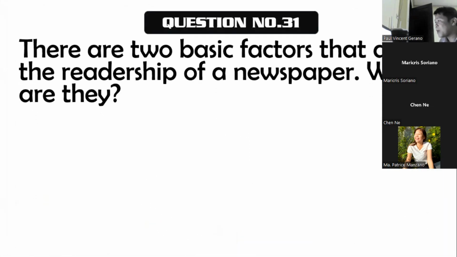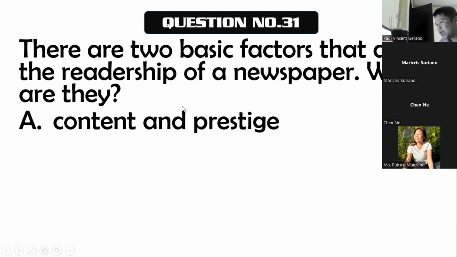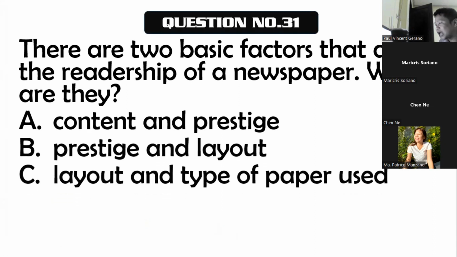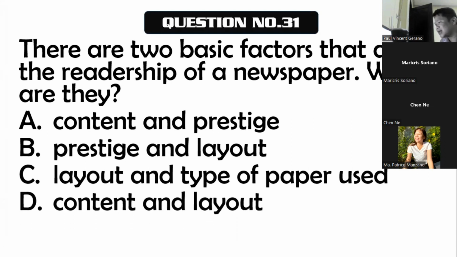31. There are two basic factors that affect the readership of a newspaper. What are they? A, content and prestige. B, prestige and layout. C, layout and type of paper used. D, content and layout. Okay? Pag bumili ka ng newspaper, anong dalawang consideration ang dapat mong isipin? Okay?